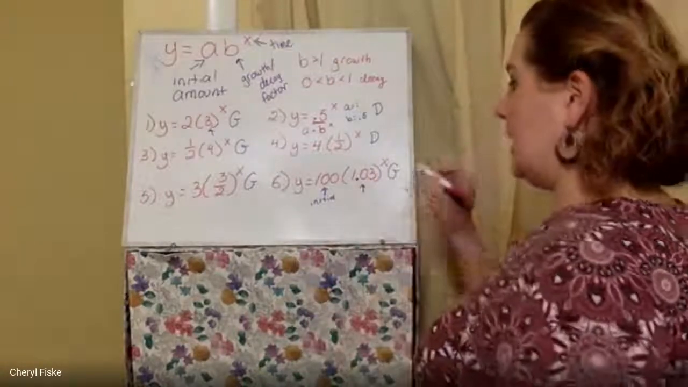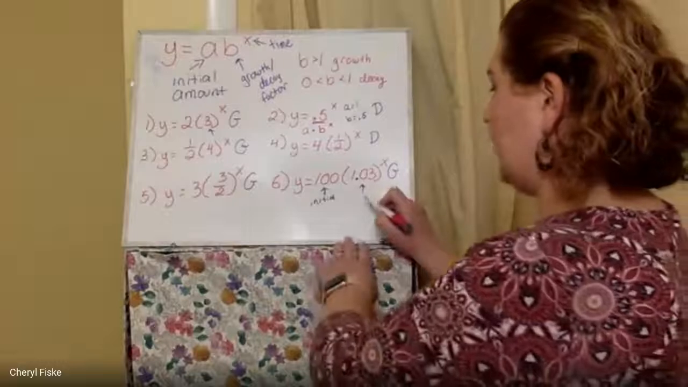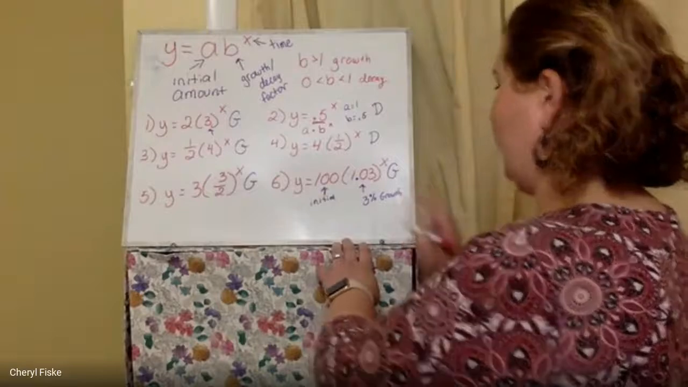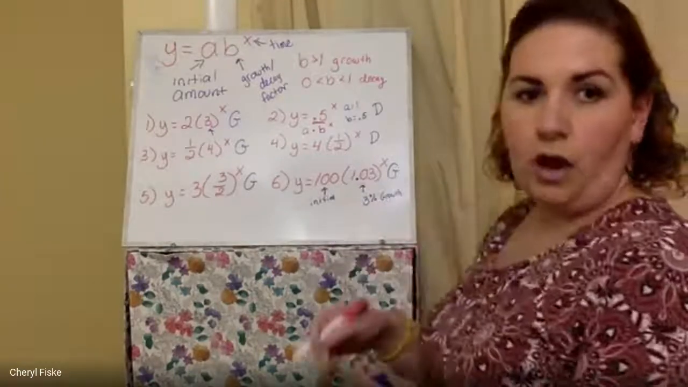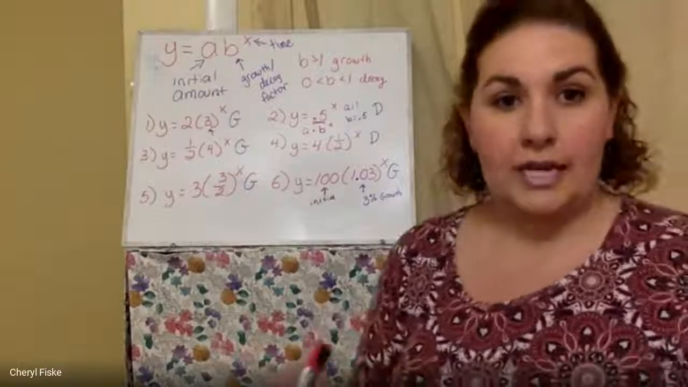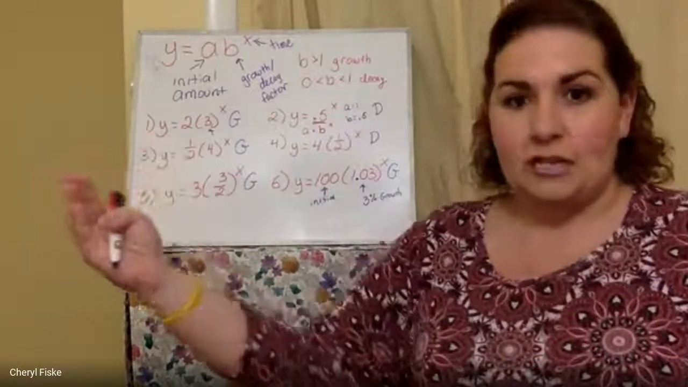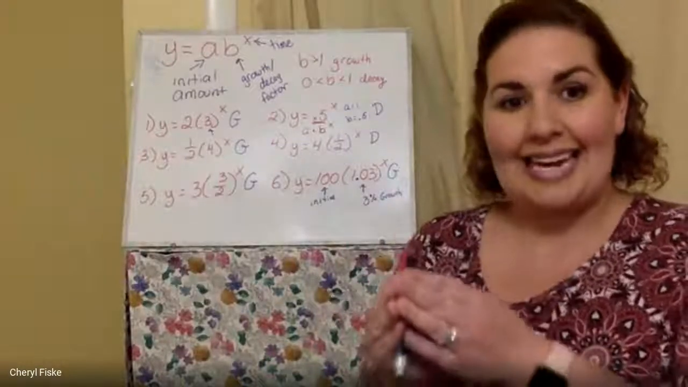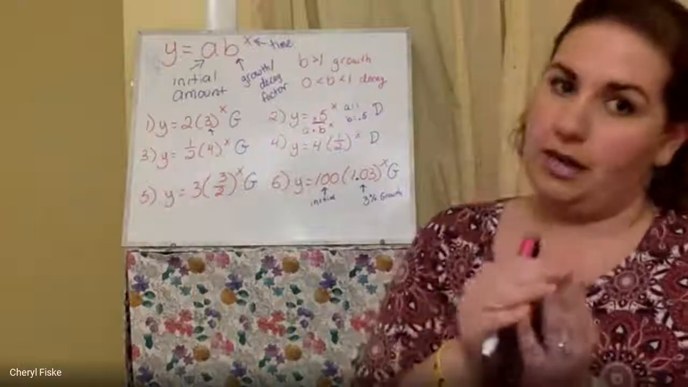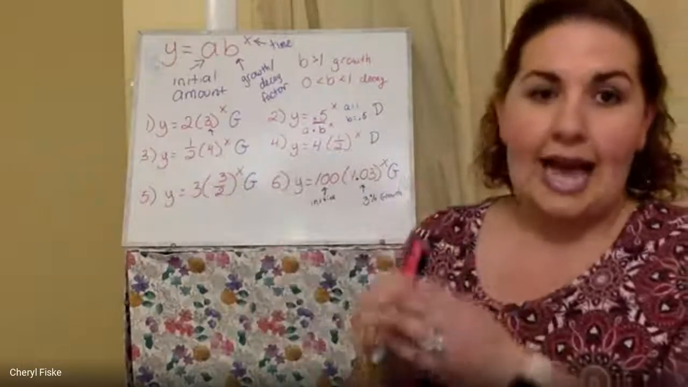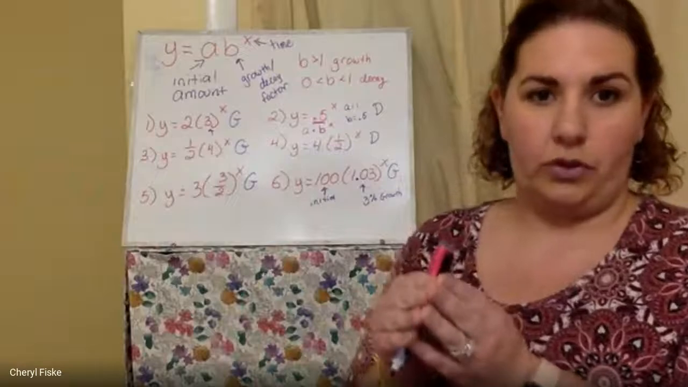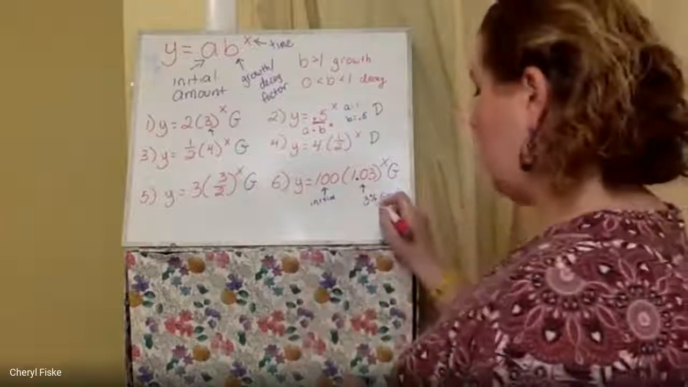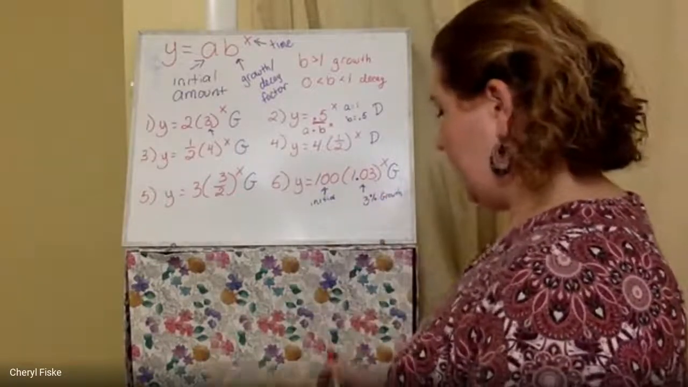1.03. This would mean like a 3% growth. Where would that come from? Well, 3% is 0.03. When something grows, it gets bigger, so it keeps its full 100%, right? It keeps its 100%, and then it gets an additional 3% growth. Think about that a second. So 1.03 because it's growing 3%. All right, let's do some practice.